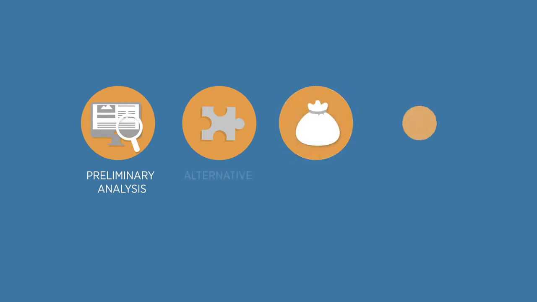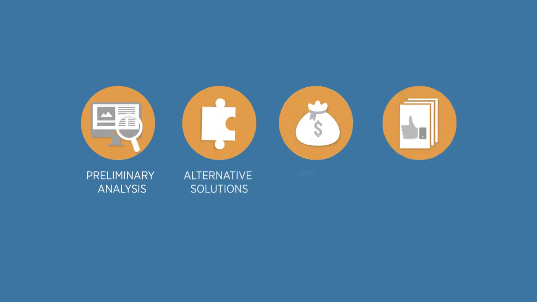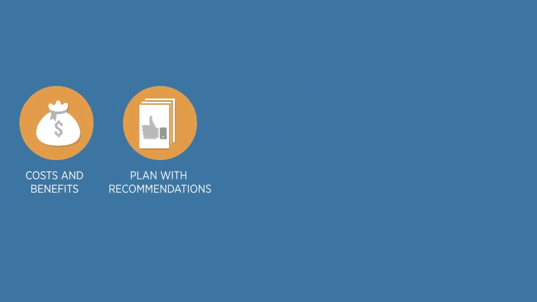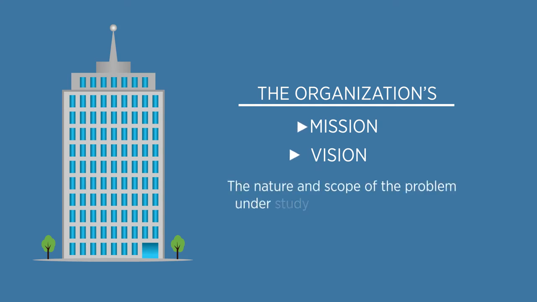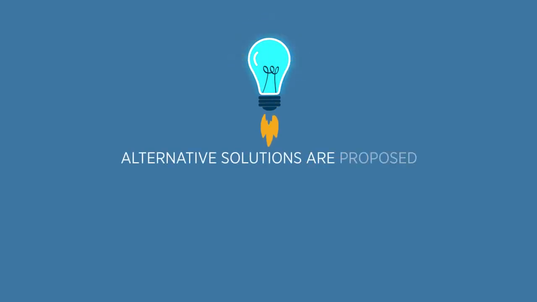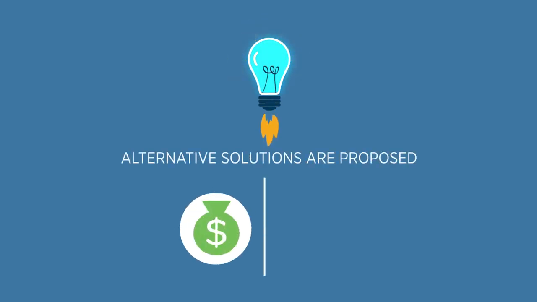Number 1. Preliminary analysis. The objective of this phase is to conduct a preliminary analysis, propose alternative solutions, describe costs and benefits, and submit a preliminary plan with recommendations. The organization's mission and vision are clearly identified, and the nature and scope of the problem under study are clearly delineated. Finally, alternative solutions are proposed. A preliminary description of the costs and benefits are identified.